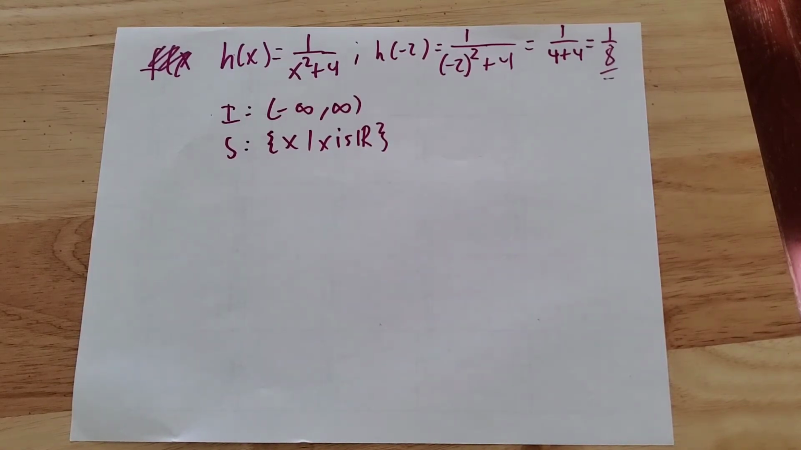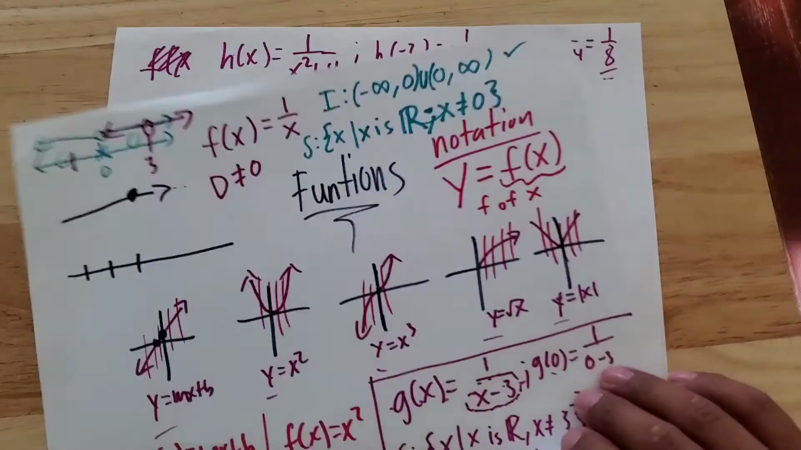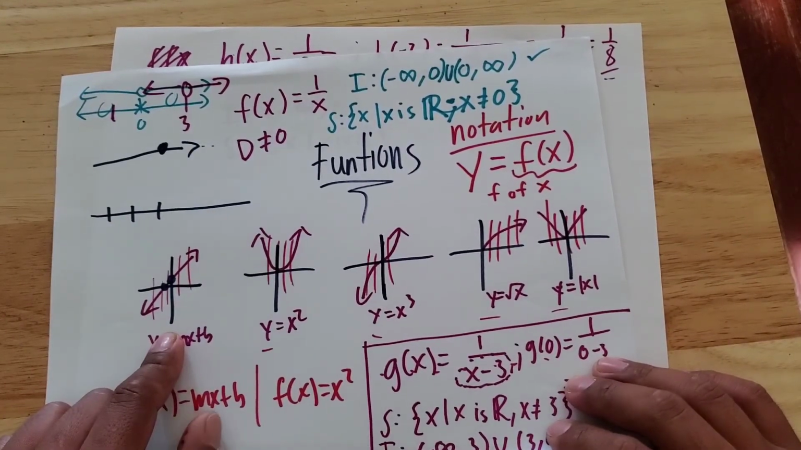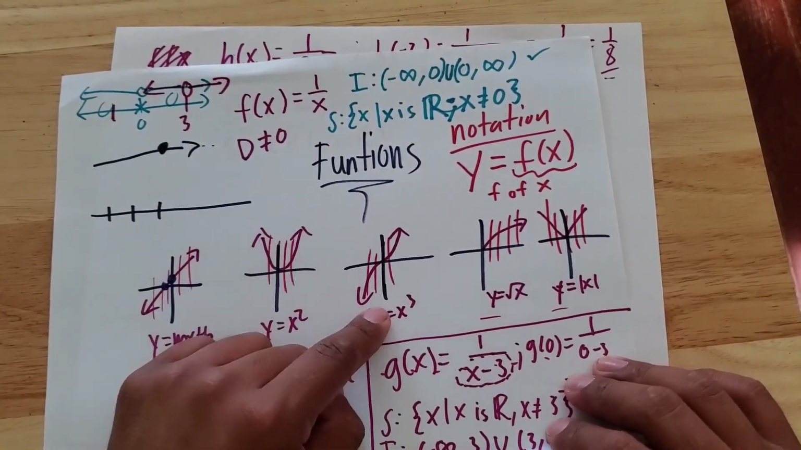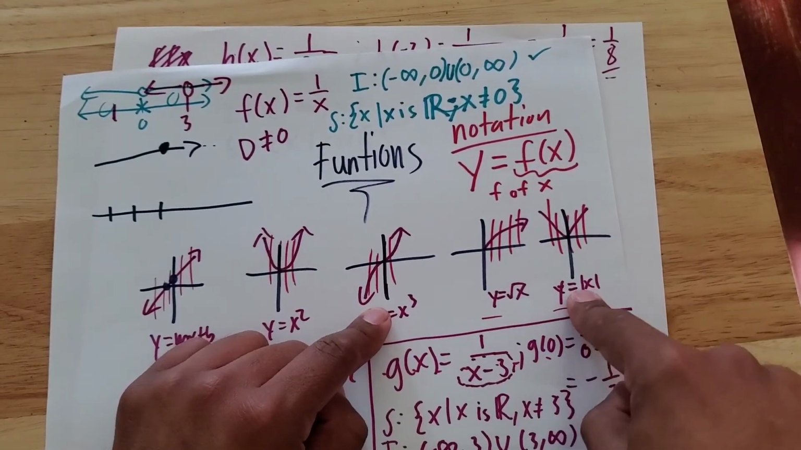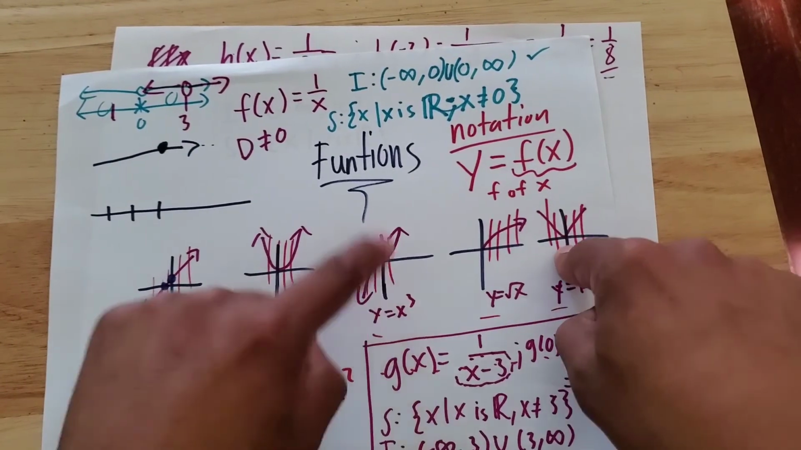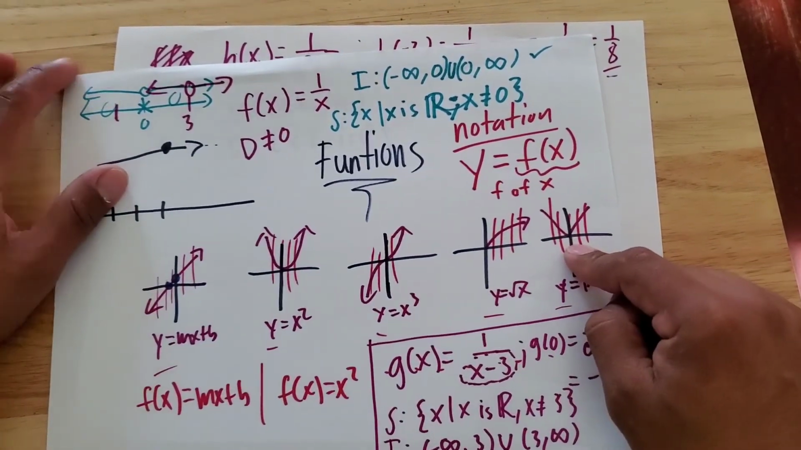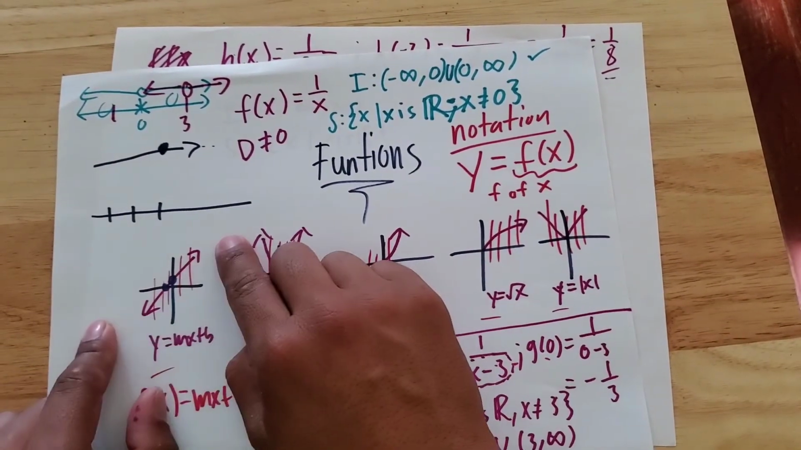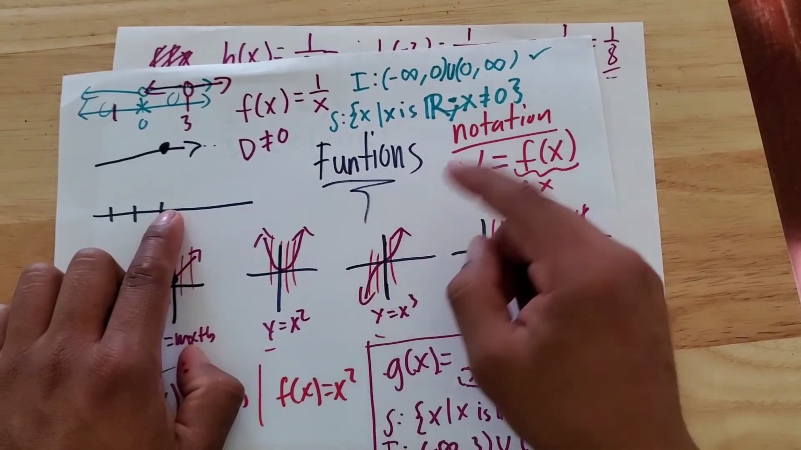And remember, the only two that have restrictions are the square roots and the fractions. All of these other ones have no restrictions to them whatsoever. This has no restriction. This has no restriction. No restriction. And no restriction. So these will always have the domain of all real numbers, or negative infinity to infinity. And you can see that. They go on forever, no gaps. This goes on forever with no gaps.